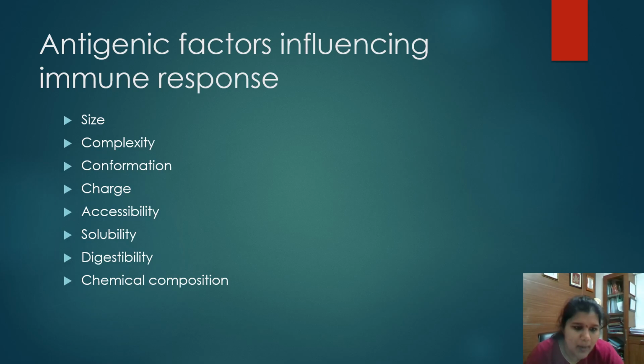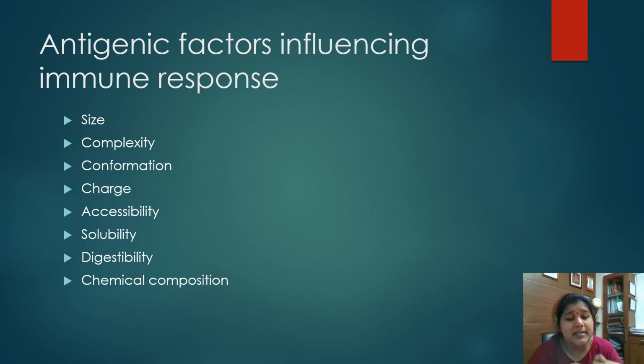Number two is the complexity. That is, a more complex antigen will produce multiple different antibodies for the same antigen. Next thing is the conformation. D isomers of antigen are better in conformation and better in producing immune response. Charge. The more negatively charged antigens are found to be more immunogenic.